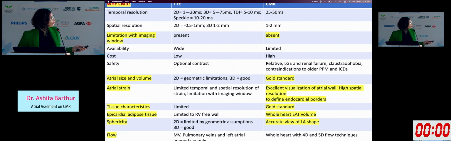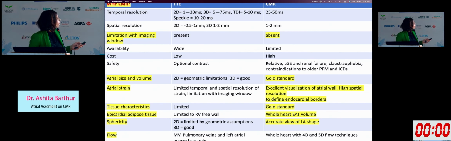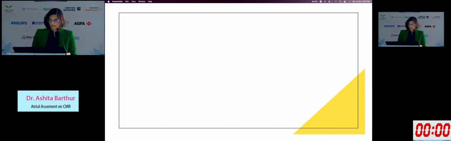So therefore, to conclude the session, the IAE and the IACI session, the importance of cardiac MRI in atrial strain is basically because echo has a limitation with imaging window, which cardiac MRI doesn't have. It's a gold standard for atrial size and volume calculation. It has an excellent visualization of atrial wall. It has high spatial resolution to define endocardial borders and therefore useful in strain imaging. It's the gold standard for tissue characterization. Whole heart epicardial adipose tissue volume can be calculated by cardiac MRI, and it gives an accurate view of LA shape without geometric assumptions. Thank you.